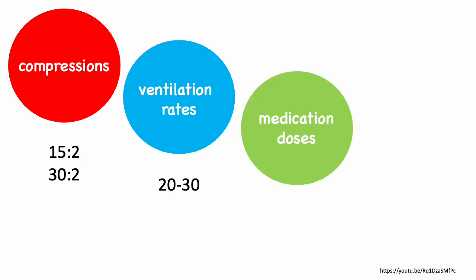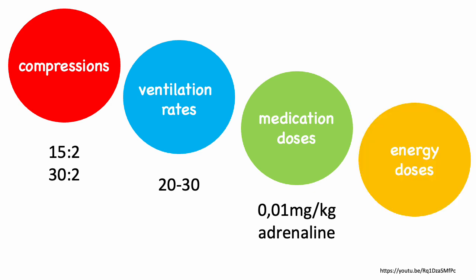The dosing of medication is also different for kids. For example, the dose of adrenaline for an adult, any adult in a resuscitation, is 1 milligram, regardless of their weight. But in a kid, we'll use a dose of 0.01 milligram per kg of adrenaline. And this points to us making sure that we're using the correct doses for kids, because medication doses for kids is based on weight. The energy dose for defibrillation is also different for kids.